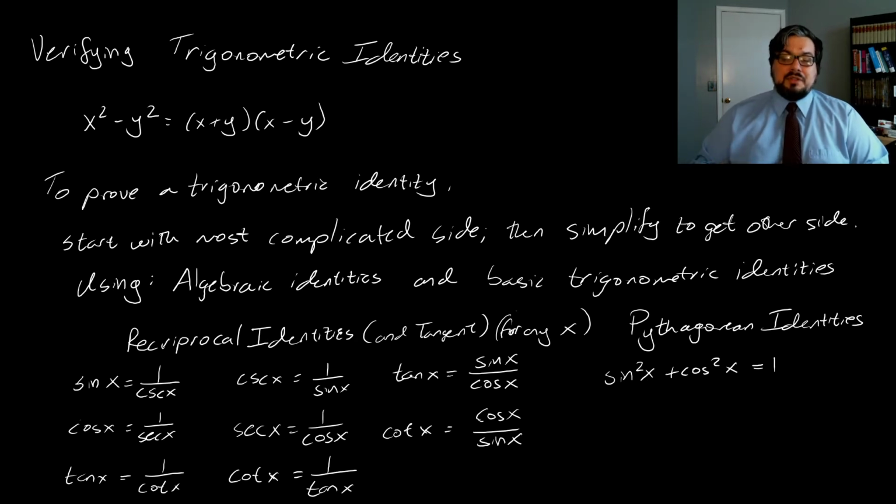Notice also that we can rearrange these. So for instance, it's also true that sine squared is equal to 1 minus cosine squared, which we would get by subtracting cosine squared from both sides of this equation. We'll use that sometimes also.